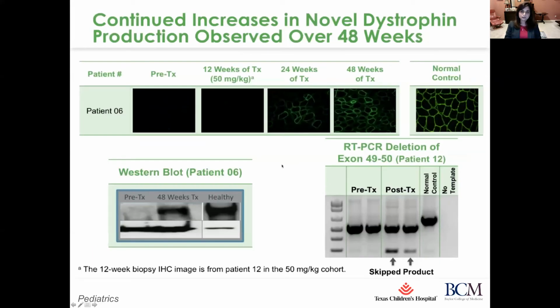They also measured dystrophin expression in the muscle biopsy at 12 weeks, 24 weeks and 48 weeks. And you can see that gradually the dystrophin staining shows improvement in dystrophin level. And you can see in the Western blot, which is a quantitative evaluation, at 48 weeks it is much better than pre-treatment. This is a healthy patient's dystrophin level.